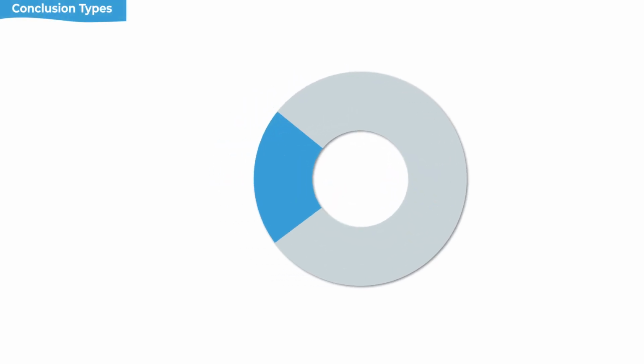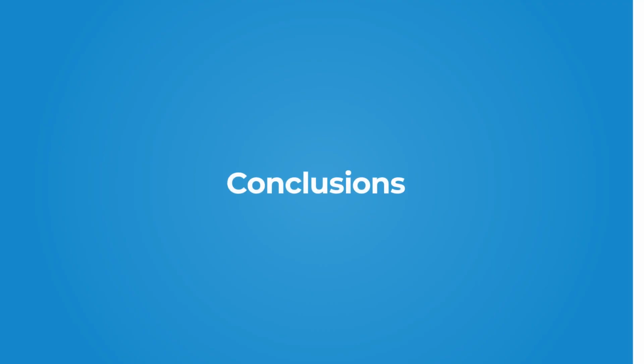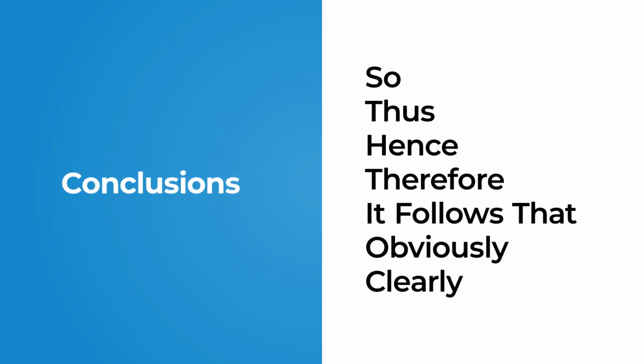A common way that we find conclusions on the LSAT is to use language cues, words like therefore or hence, words that help us organize arguments. These words here help you identify conclusions. They directly introduce a conclusion. You can't guarantee that it's the main conclusion, but you do know that it is a conclusion. Maybe it's an intermediate conclusion, maybe it's the main conclusion, but at least you're heading down the right track of finding the conclusion.